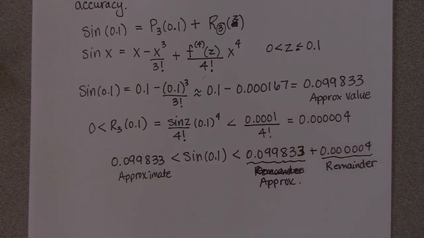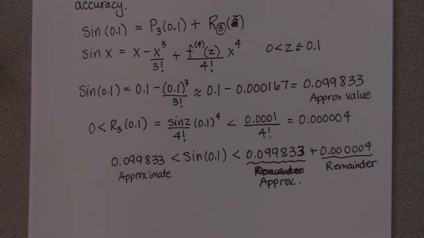So what we're saying is the approximate value was just from the polynomial, so we know sine of 0.1 is bigger than that because we didn't get everything. But the actual value of sine cannot exceed the approximate value plus the remainder. That would be the actual value. In R sub 3, in the parentheses, what's that supposed to be? It looks a little like a 3. Up at the top. Z. Oh, it's a Z. Sorry. I accidentally wrote a C, and it's supposed to be a Z.